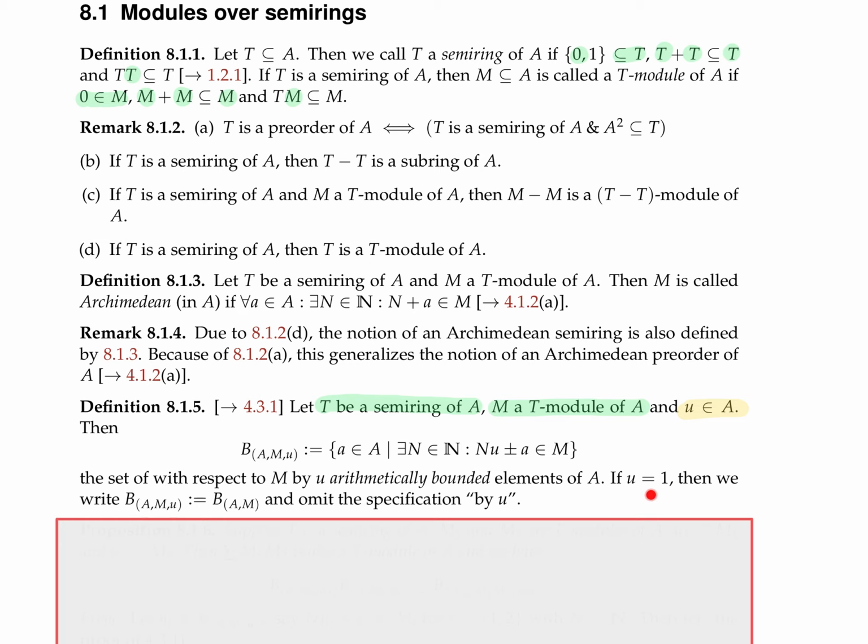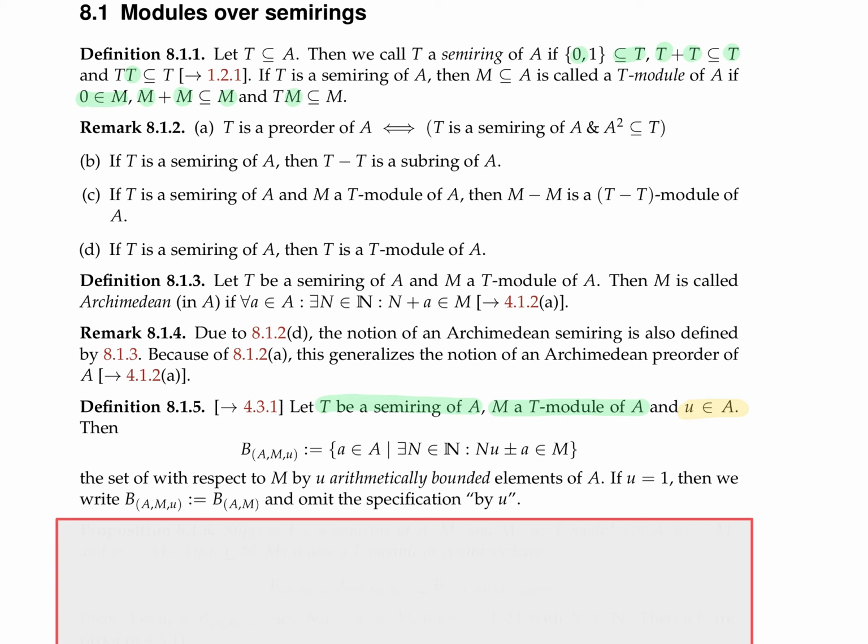So if U equals 1, then what we define here is the set of all a in A such that there exists an n in N such that n times 1, so that means n, plus or minus a, lies in M. In the case where T was a preorder, we called this the set of elements that are arithmetically bounded with respect to this preorder. So now here we have a generalization.